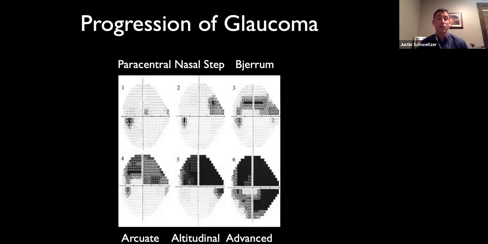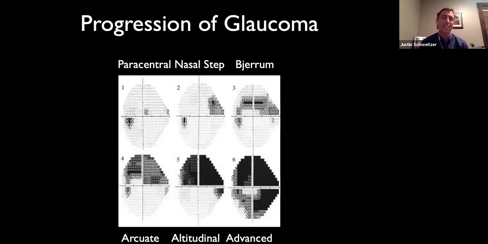So here's what I talked about earlier, looking at the different types of defects. So you have a paracentral defect, a nasal step. This is just what's going to be documented in the chart. Do you have to know this? No, but I want you to be aware of it so that if you see in the chart a mild POAG with a nasal step, you understand what that looks like and what it shows.